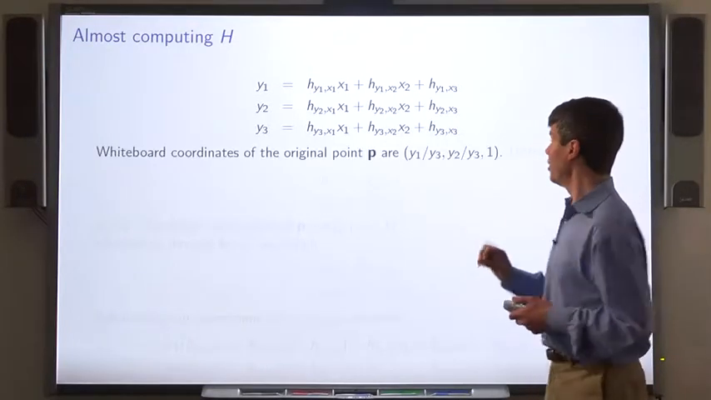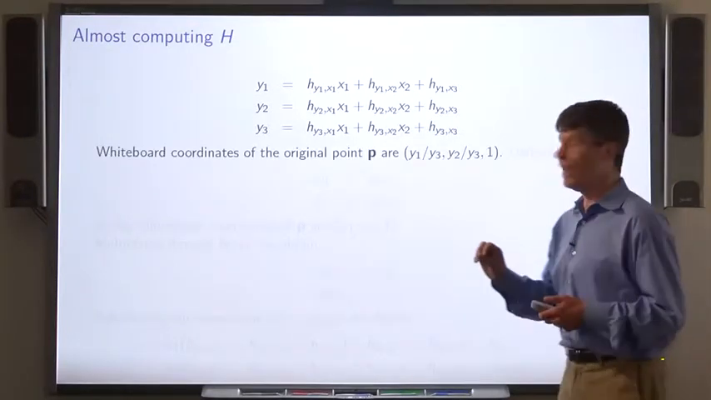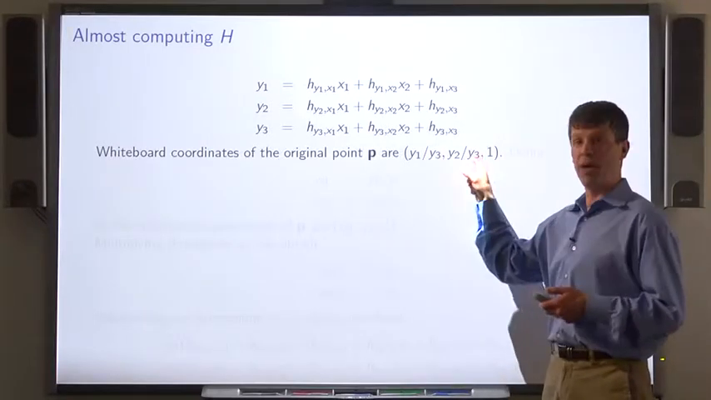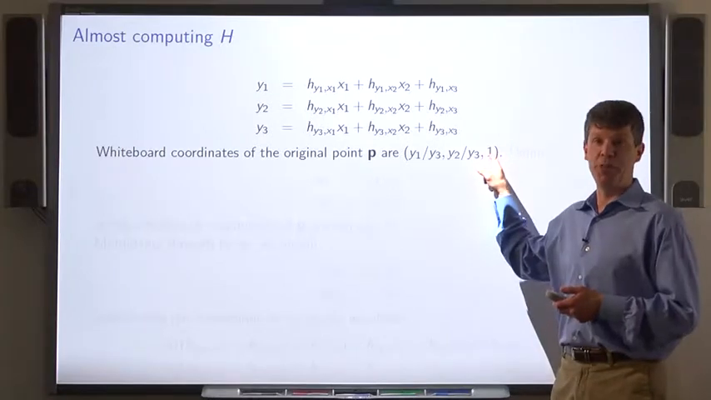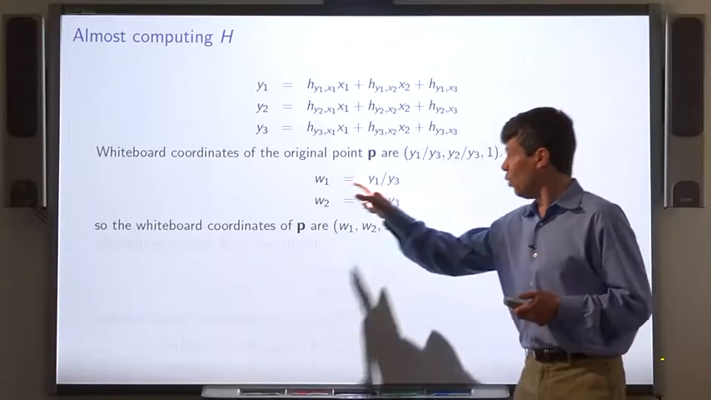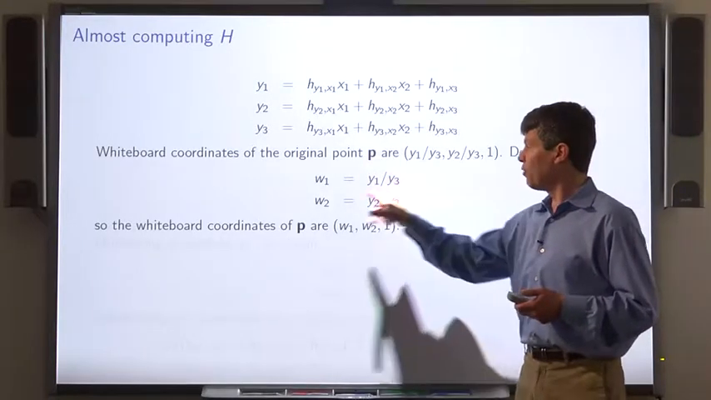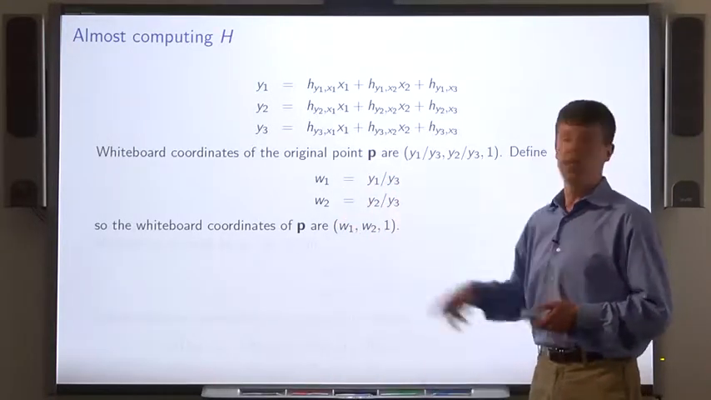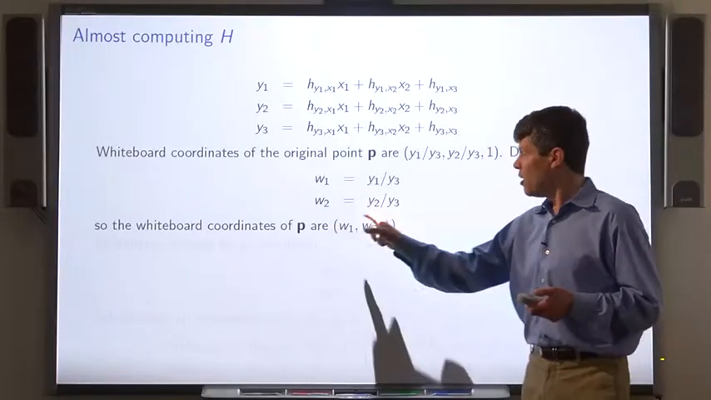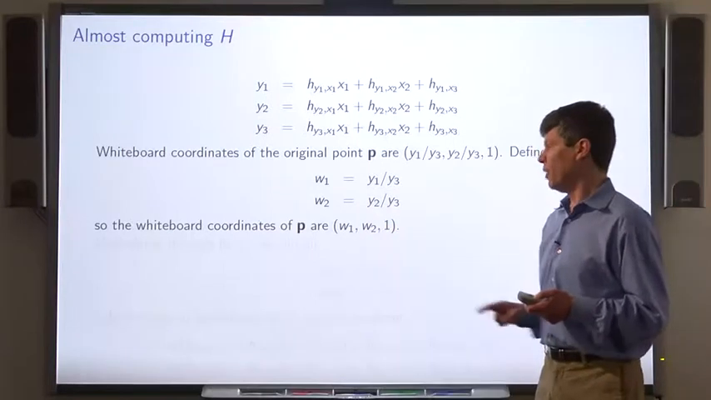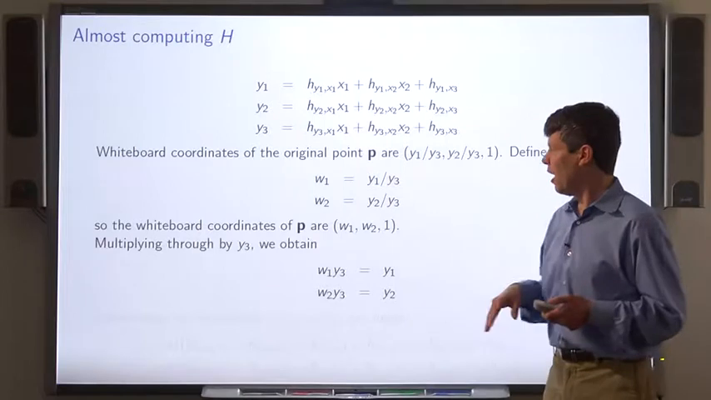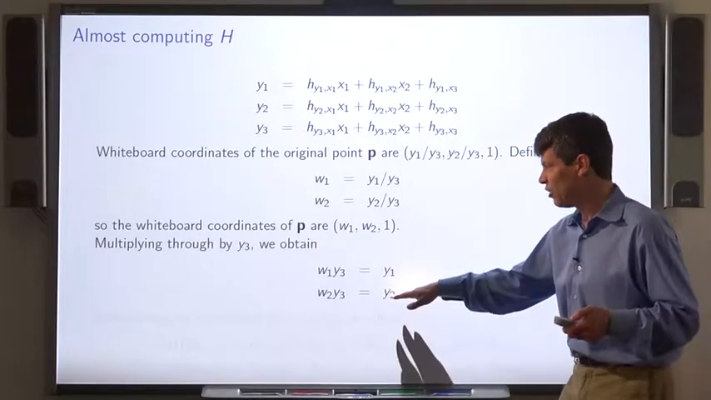The whiteboard coordinates of the original point, P, are y1 divided by y3, y2 divided by y3, and y3 divided by y3, which is 1. So let's define w1 to be y1 over y3 and w2 to be y2 over y3. So we can write the whiteboard coordinates of this original point P as w1, w2, and 1. Now let's multiply through these equations by y3. So we get these equations.